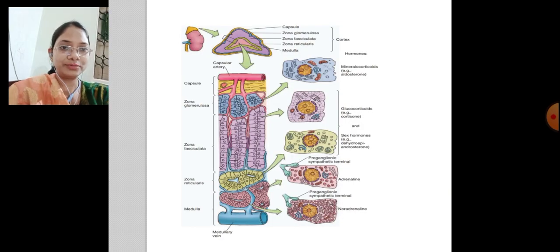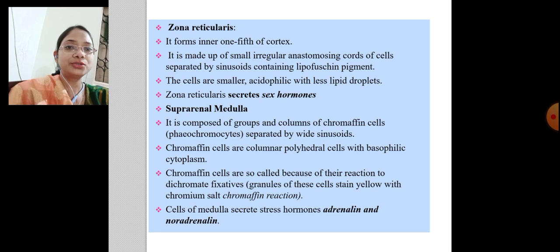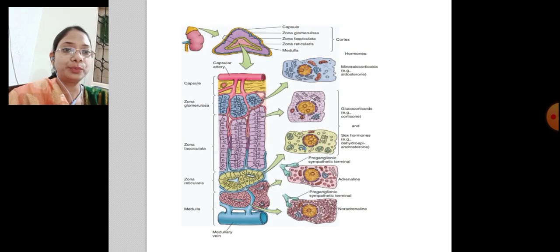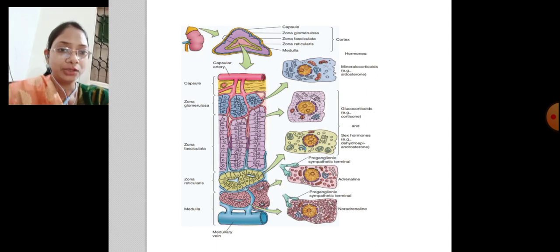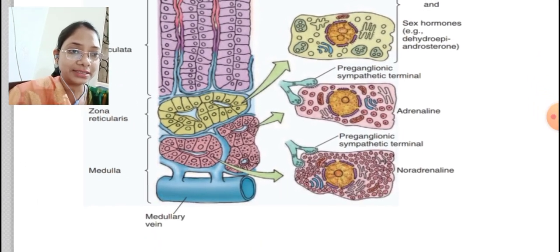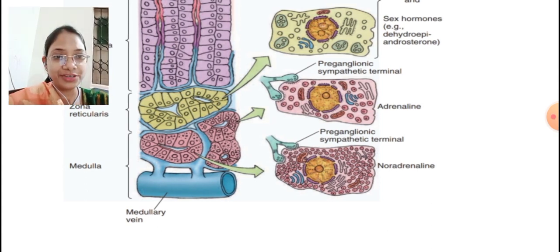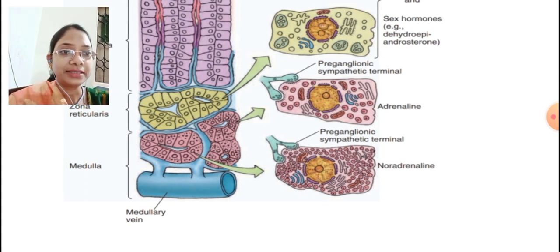So next we have seen this slide. Then zona reticularis. So these are the irregularly shaped cells, and they secrete the sex hormones. And then we will talk about the suprarenal or adrenal medulla. So as you can see, the cells in the adrenal medulla are again arranged in a reticular fashion, and these cells secrete the stress hormones.